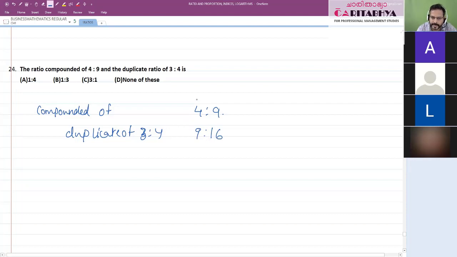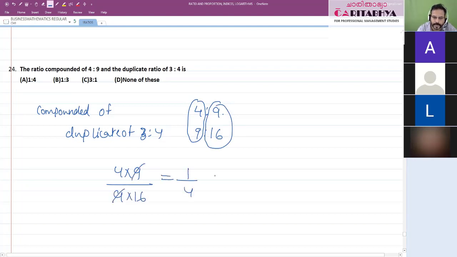So within the compound ratio, product of antecedents 4 into 9 divided by product of consequents 9 into 16. 9, 9 get cancelled. 4 divided by 16 is 1 by 4. 1 is to 4.